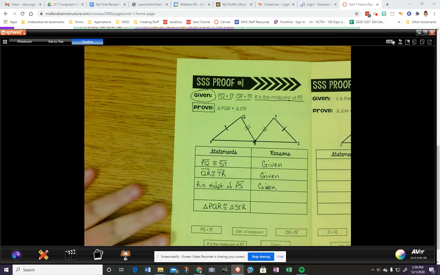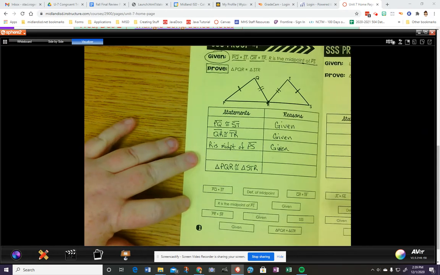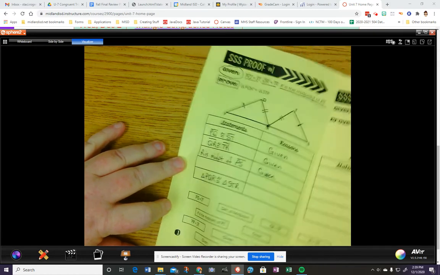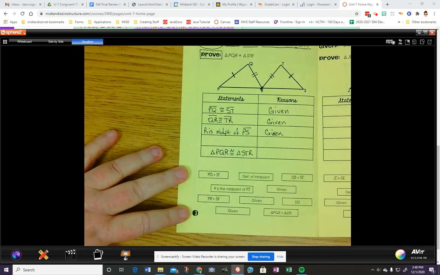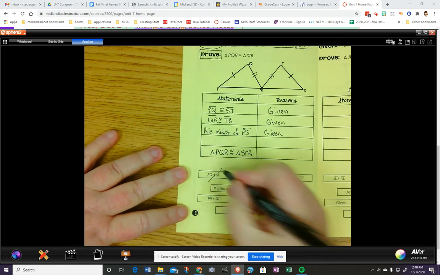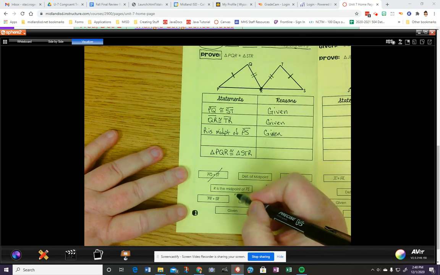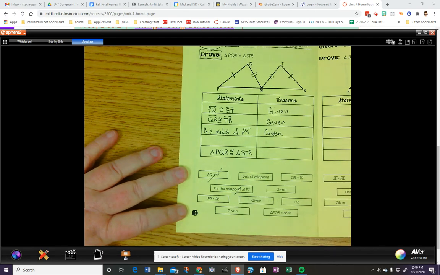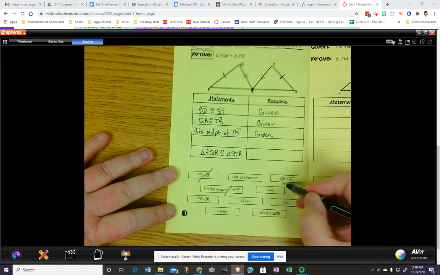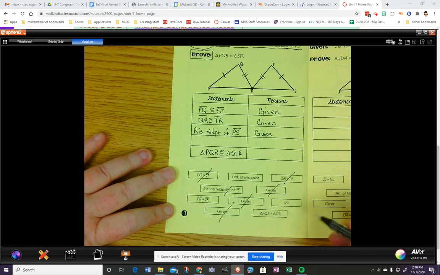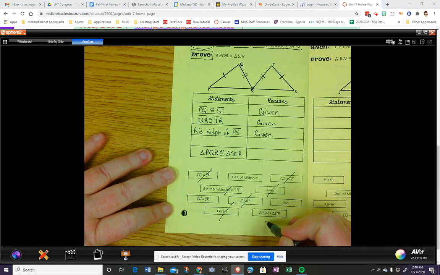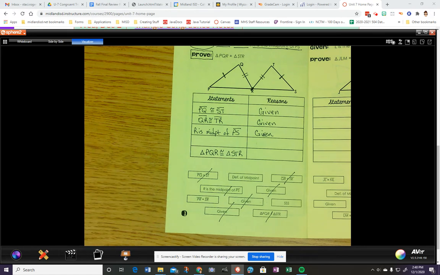Now look at the bottom. At the bottom, I've got some choices. What have I already used? PQ congruent to ST, I've used that. R is the midpoint of PS. QR is congruent to TR. I've used that. I've used given 3 times. And triangle PQR is congruent to STR. Okay, so I've marked off a few things. So what do you think we need to use next?